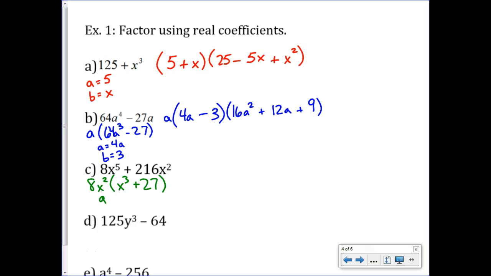So my a value is x, my b value is 3. So I have this 8x squared out front, and then I'm going to use x, I'm going to use 3, I'm going to use x squared, I'm going to use 3x, and I'm going to use 9. Same sign, opposite sign, always positive.